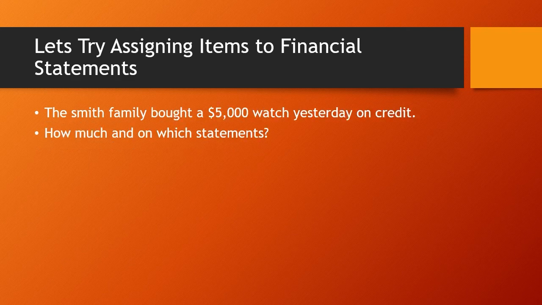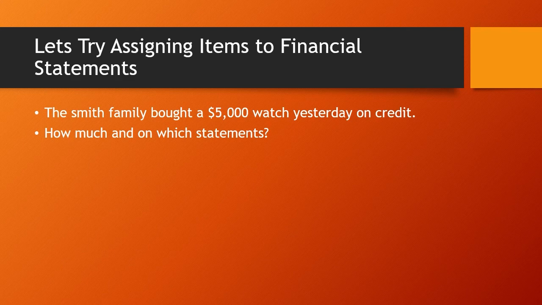The Smith family bought a $5,000 watch yesterday on credit. How much and on which statement? So this is the information we have, right? Which statement, or statements, would this go on? So they bought the watch yesterday. How did they buy it? They bought it on credit. Now, if we were doing a balance sheet today, would this go on the balance sheet? Yeah. Where would it go?